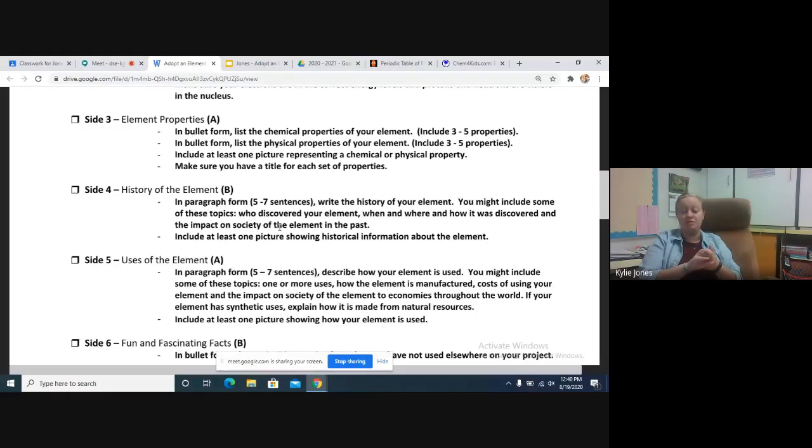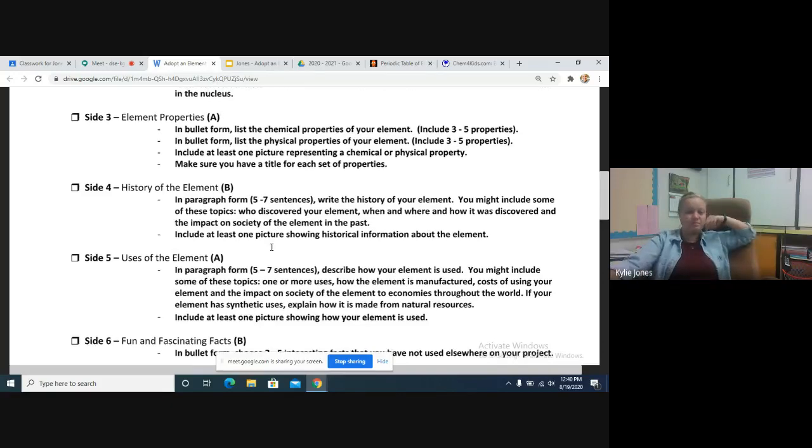So you won't be able to choose silver anyway. But silver, the impact on society, it's used in a ton of things. Necklaces, coins, all kinds of impacts on society. And then if we were doing silver as our element, we could look up who discovered it, where, when, and how, and all of those things. And then it wants you to include at least one picture.